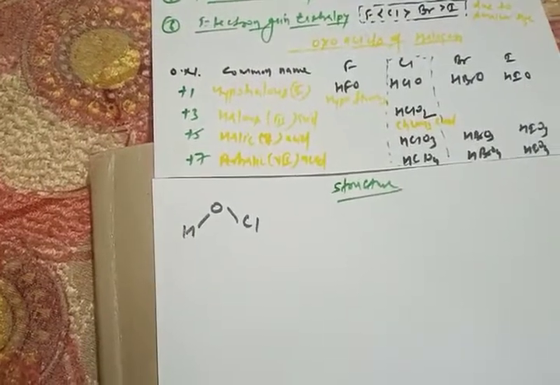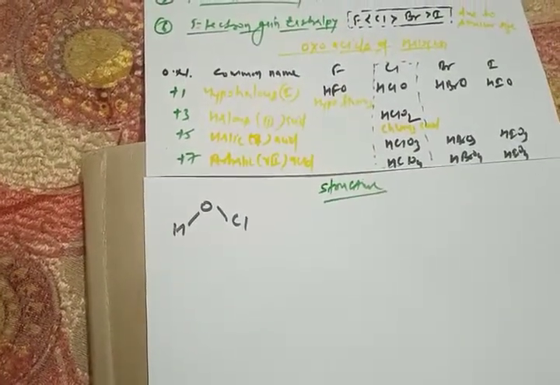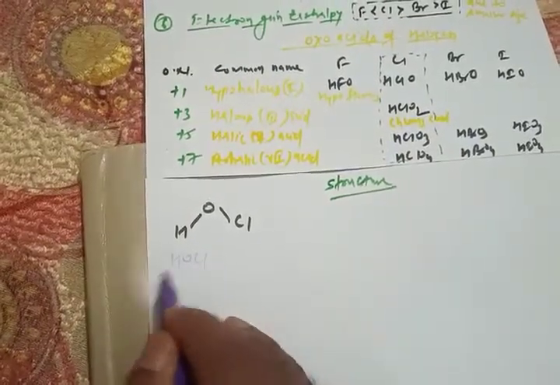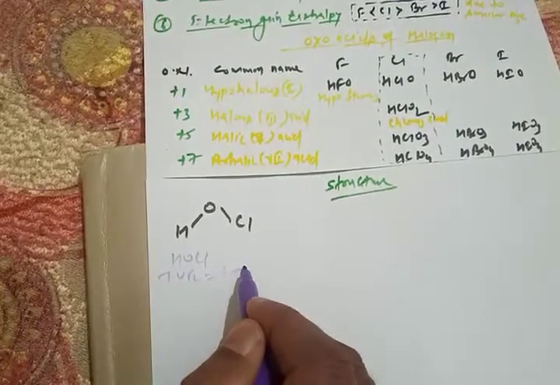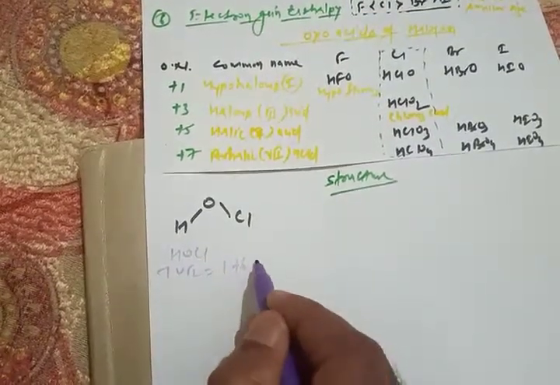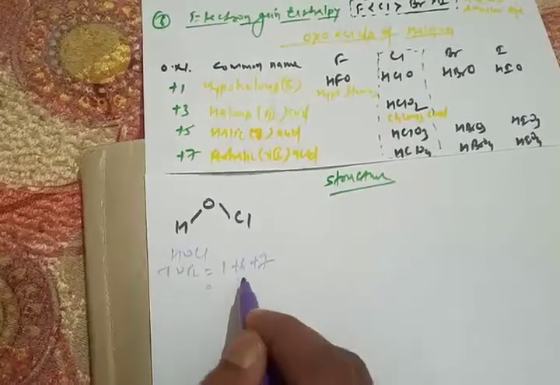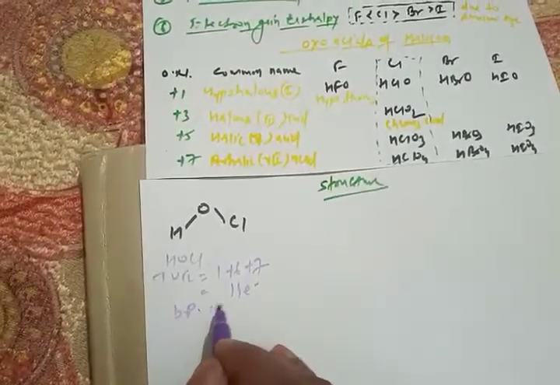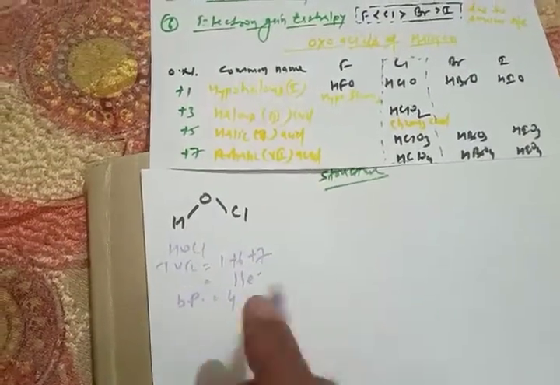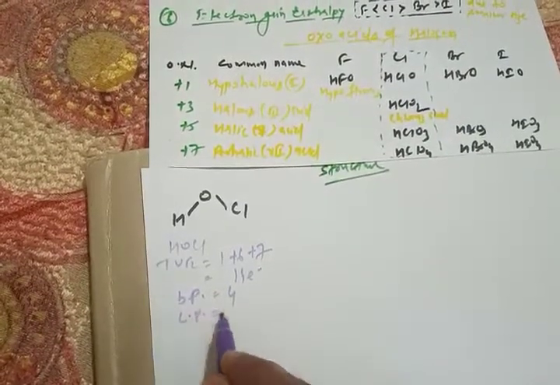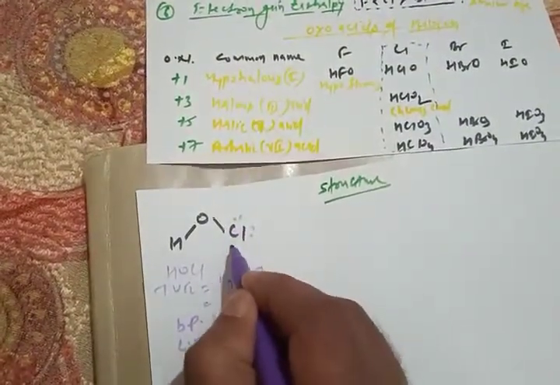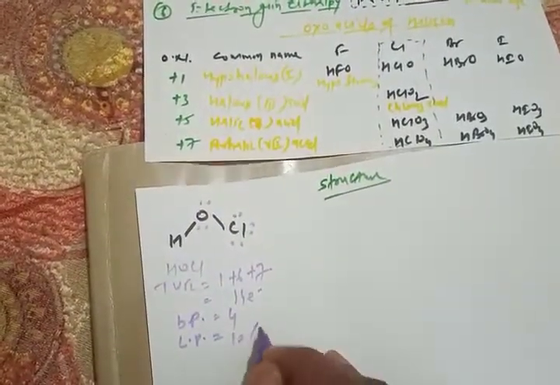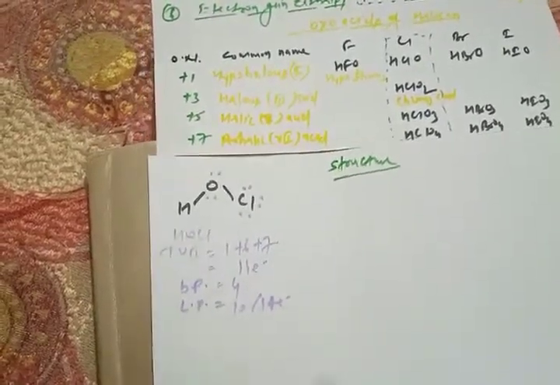Okay, so HOCl, then again the same HOCl. The total valence electron will be 1, plus 6 for oxygen, plus 7 for chlorine. This will give 14 electrons. Okay, we have two bond pairs, so bond pair electron is 4. Then the lone pair counting: we can put 3 lone pairs here and 2 lone pairs here, so total 5 lone pairs, that means 10 electrons, so total will be 14 electrons. Okay, so this is how the structure is drawn.